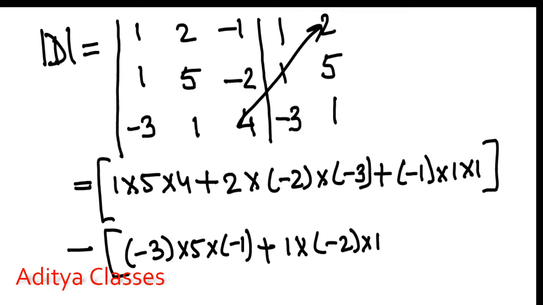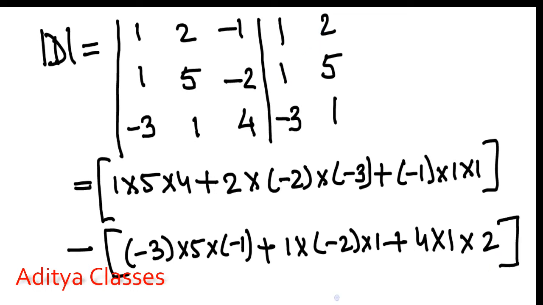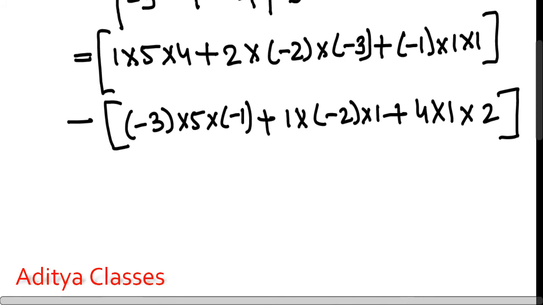So the last diagonal is 4 multiplied by 1 multiplied by 2. Let us close the bracket. Now this is simple calculation. Let us see how it goes.